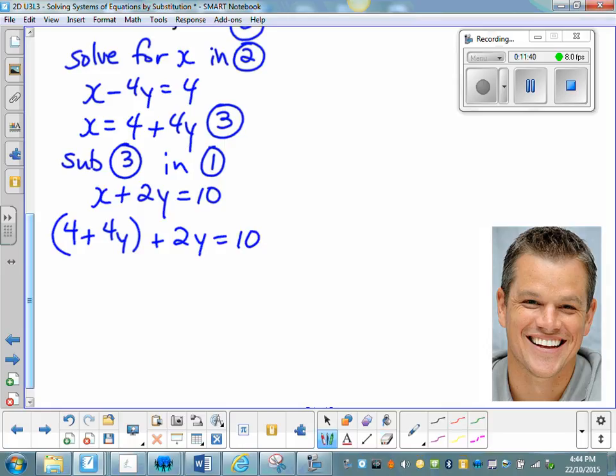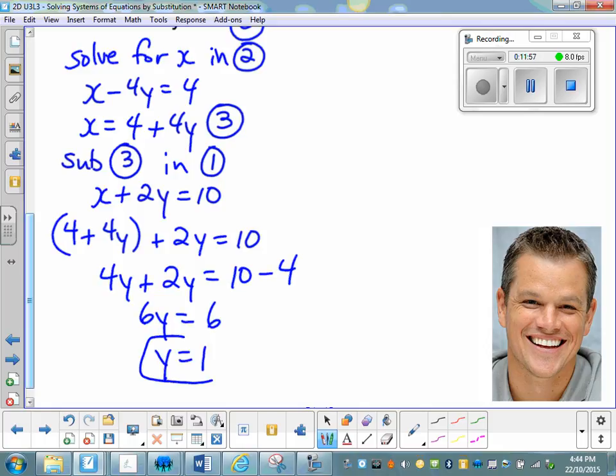So I'm going to collect the like terms. I don't have to do anything with the bracket here. It's just all adding. So I'm going to end up with 4y plus 2y on the left, 10, and the plus 4 goes the other side, and it's minus 4. So I have 6y equals 6. So I end up with y equals 1.